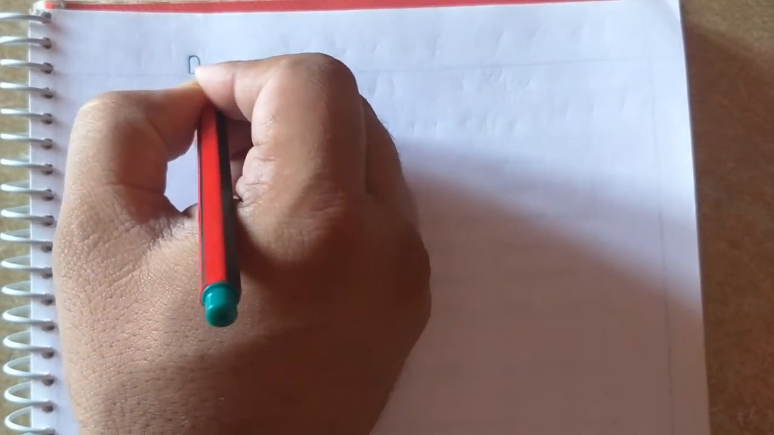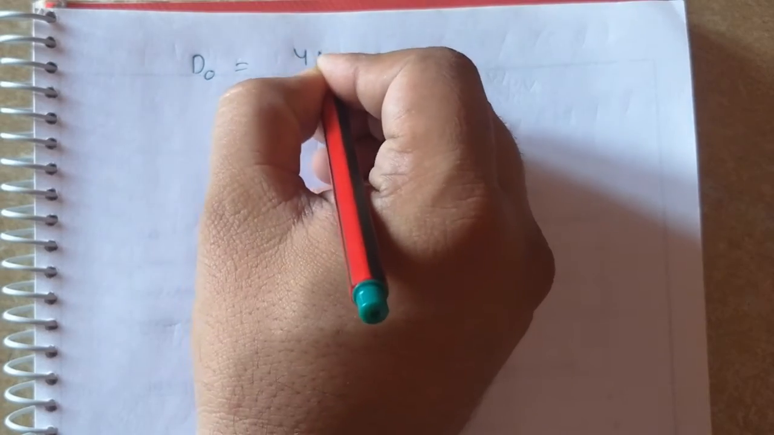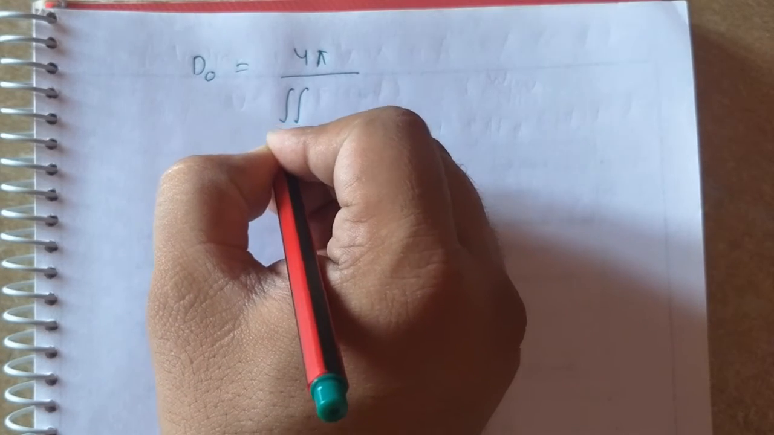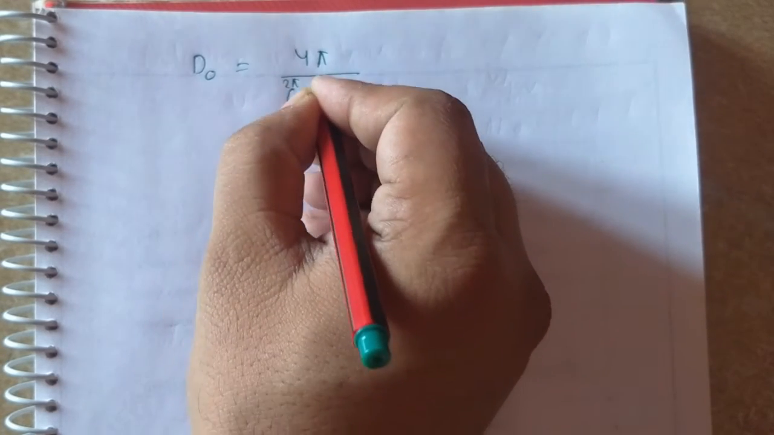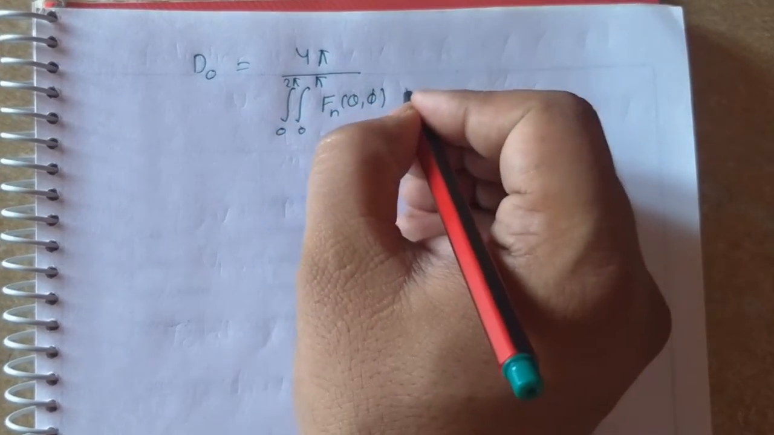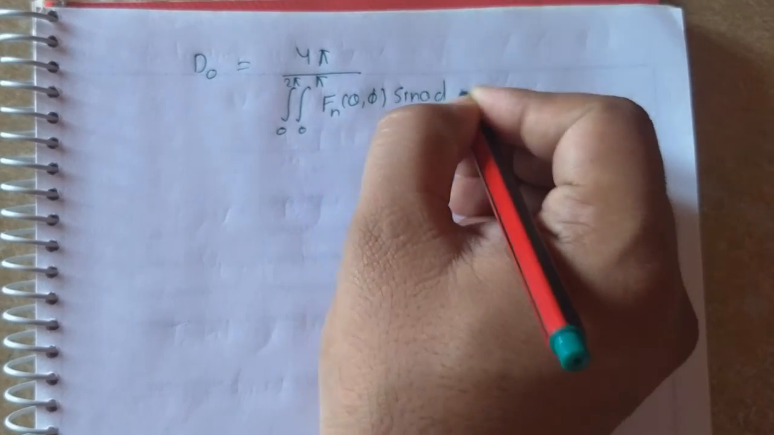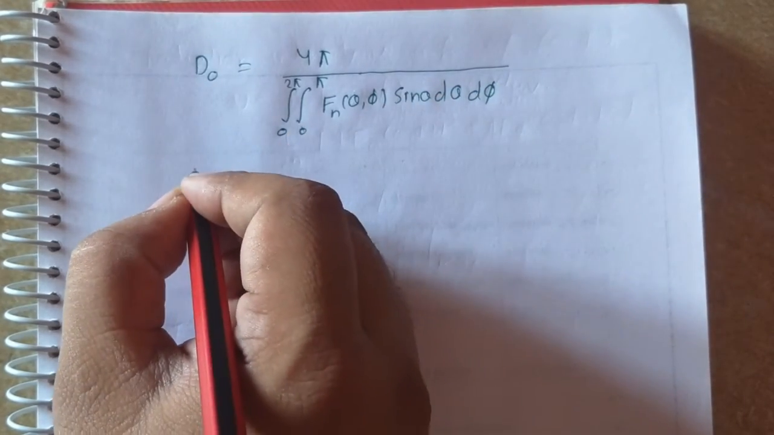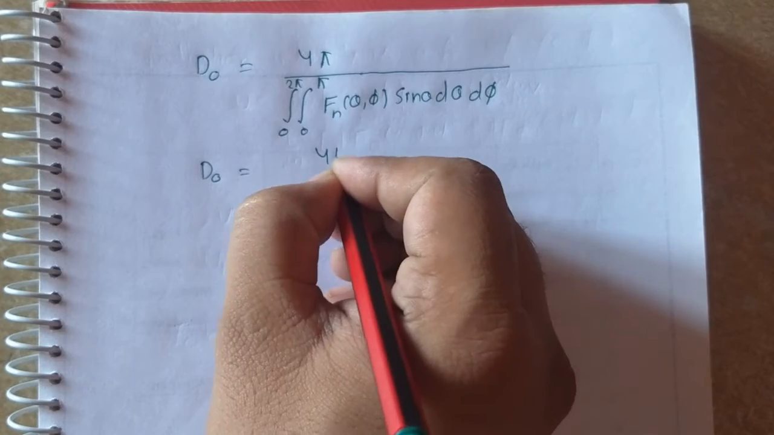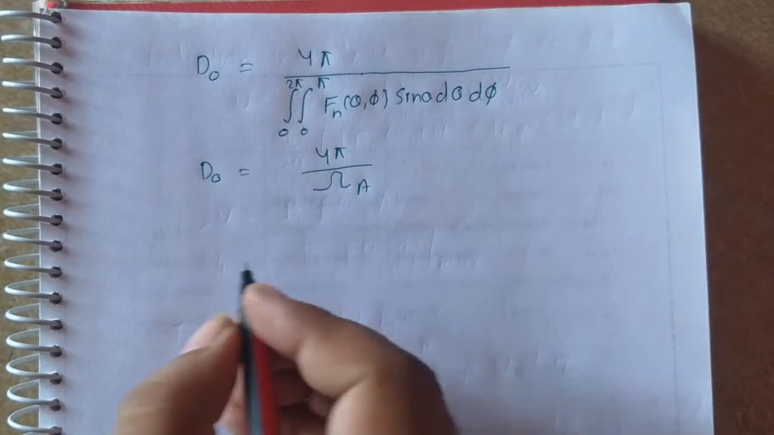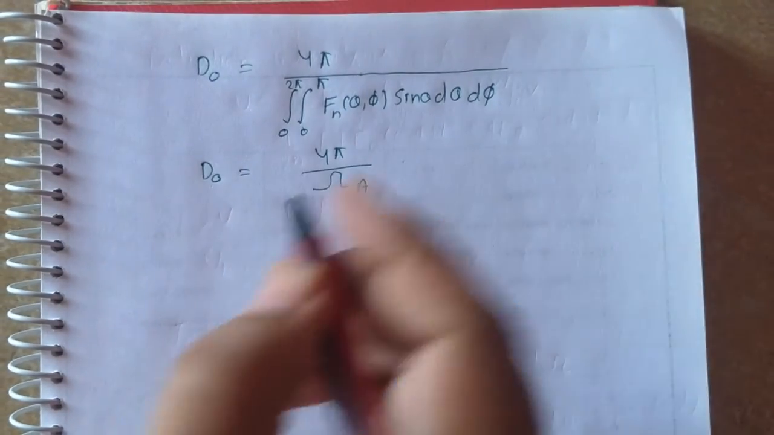So see here, now D naught equal to 4 pi, double integral 0 to 2 pi, 0 to pi, F n(theta, phi) sin theta d theta d phi. Okay, and D naught equal to 4 pi divided by omega A. This is nothing but the beam solid angle.